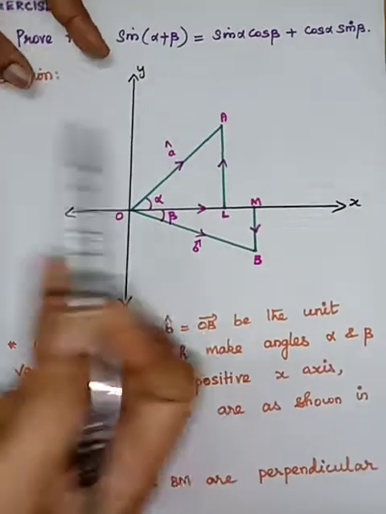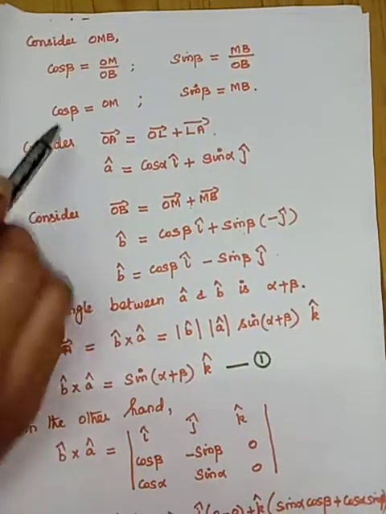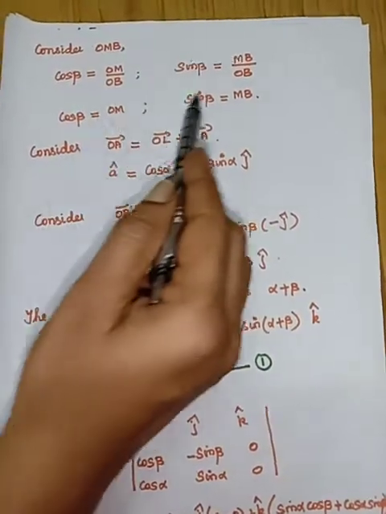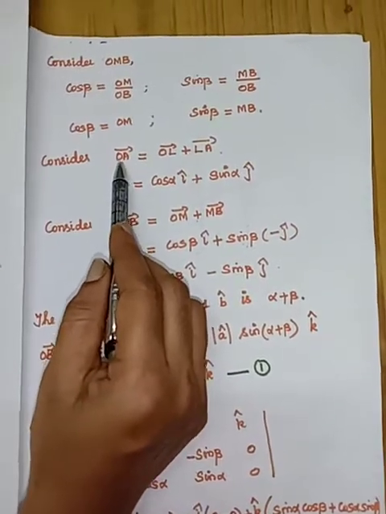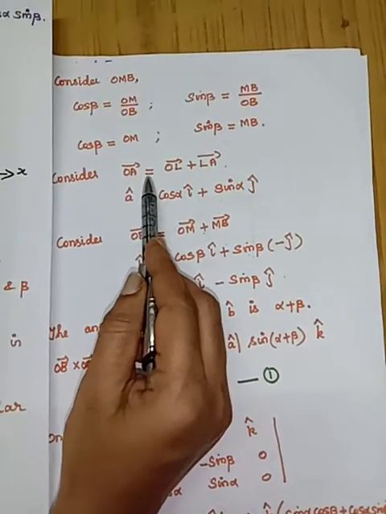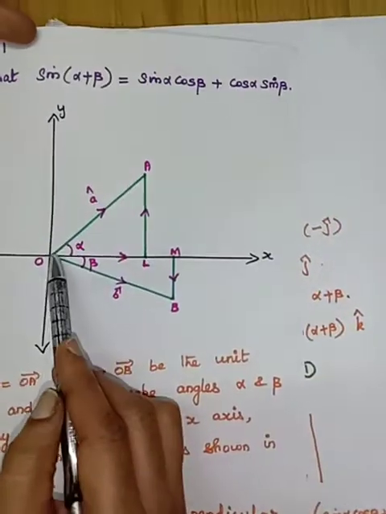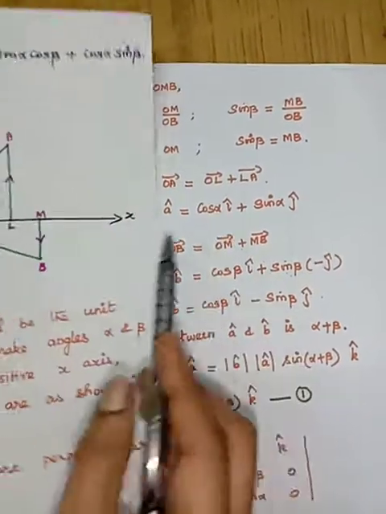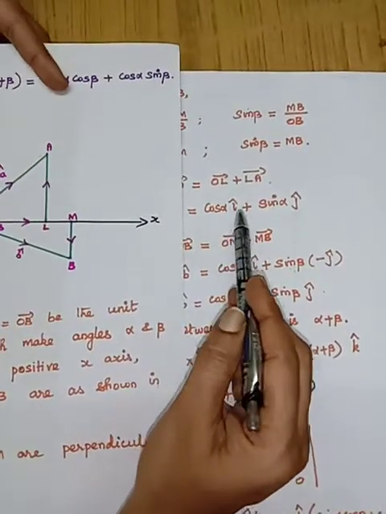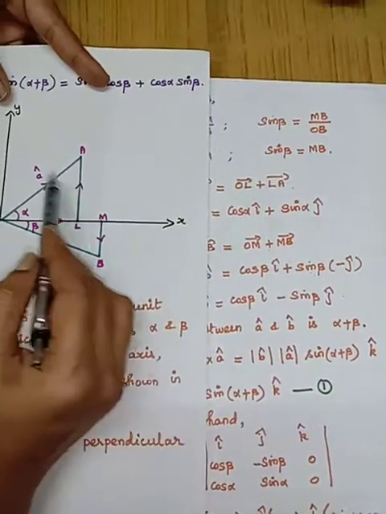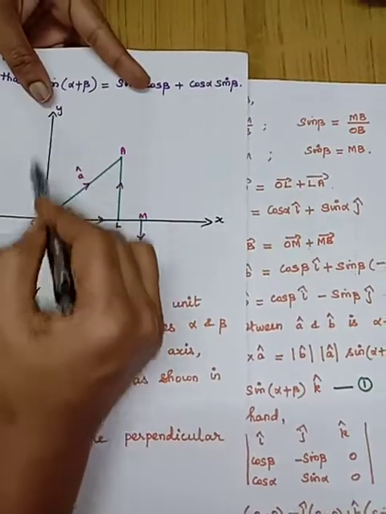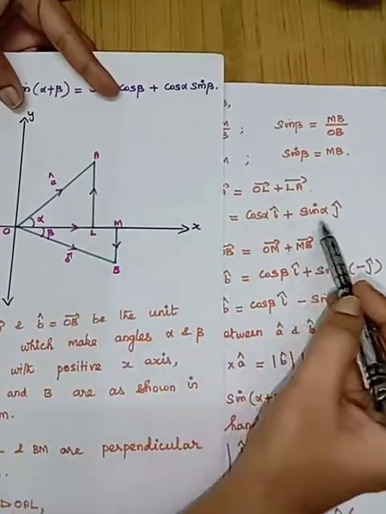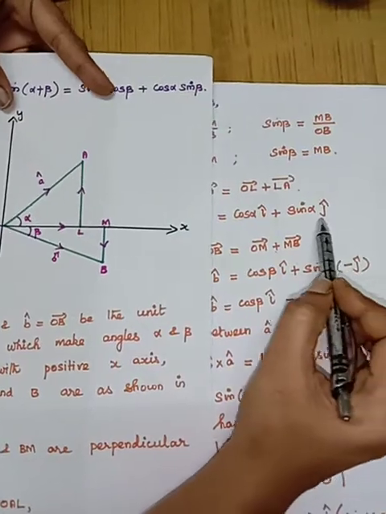Okay, see, here I have found cos alpha, sin alpha and cos beta, sin beta. Now I am coming to the OA vector. OA vector, how will it be? Using the triangle law of addition of vectors, OL vector plus LA vector. It is cos alpha i cap plus LA vector, how is it? Both are parallel, and j vector is acting upward. Here also, j vector, they are parallel, so here you can mention j vector.